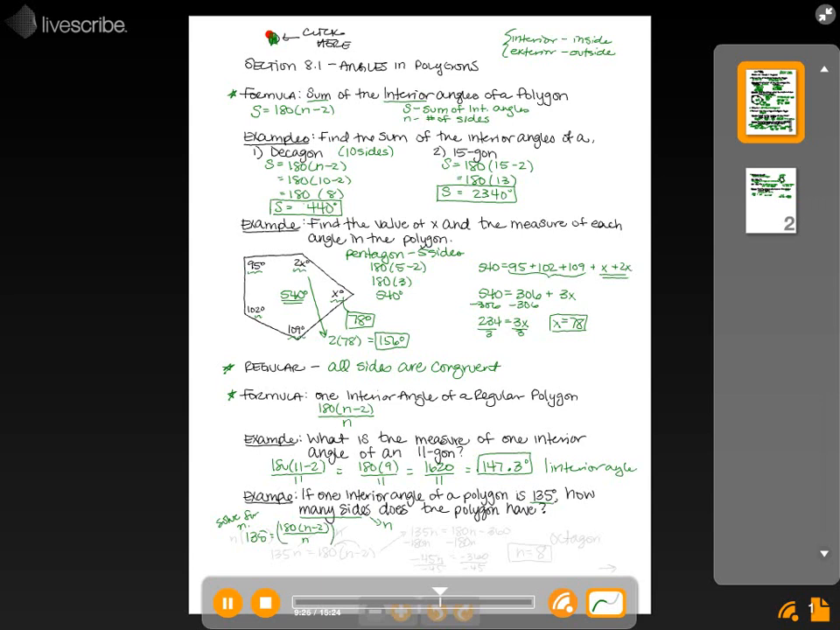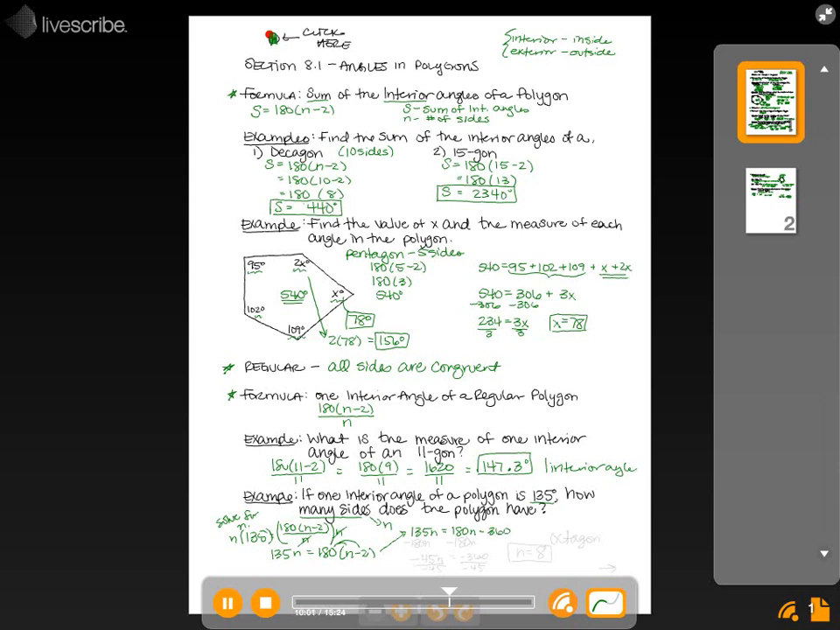First thing we need to do is multiply both sides by n. And what this is going to do is cancel out that fraction. So we get 135n equals 180 times n minus 2. Next thing we need to do is distribute our 180 through. So we get 135n equals 180n minus 2 times 180 is 360.